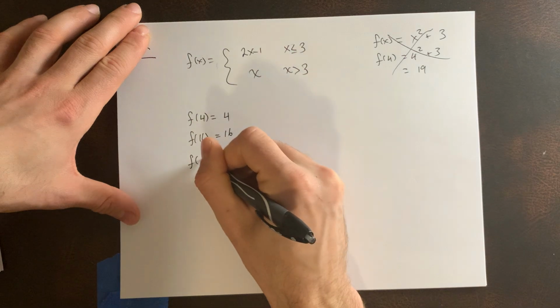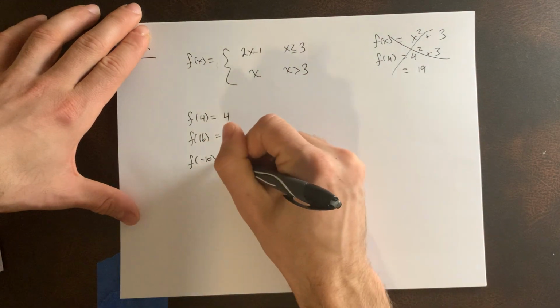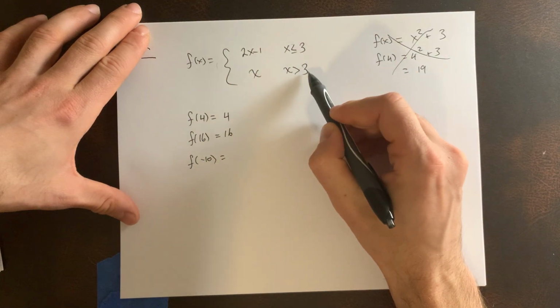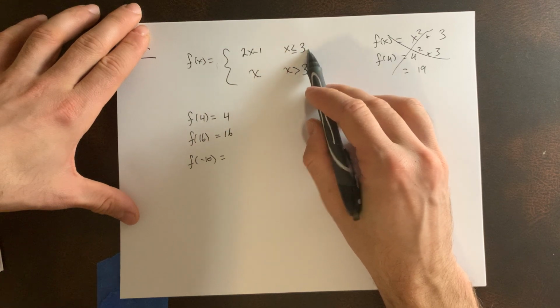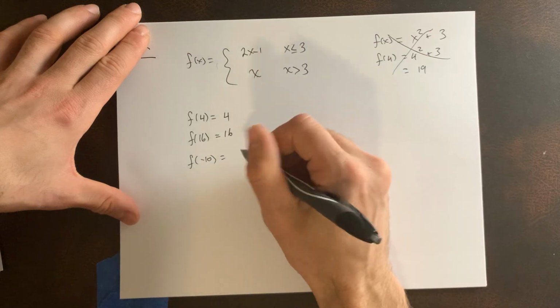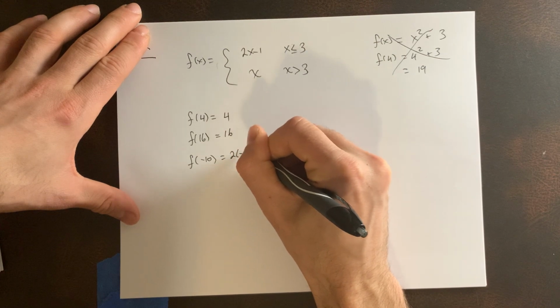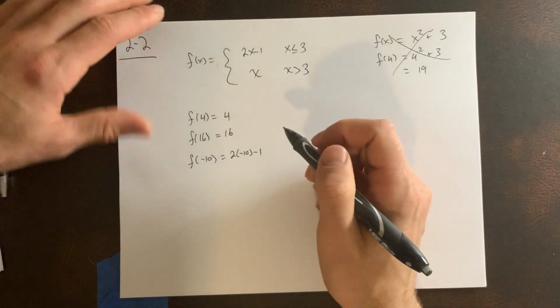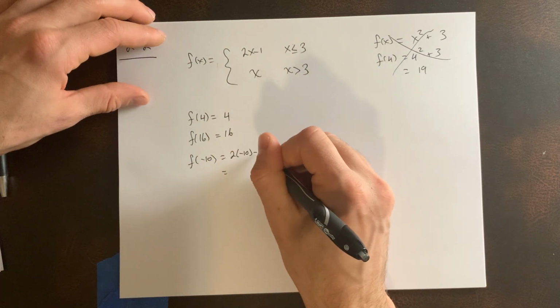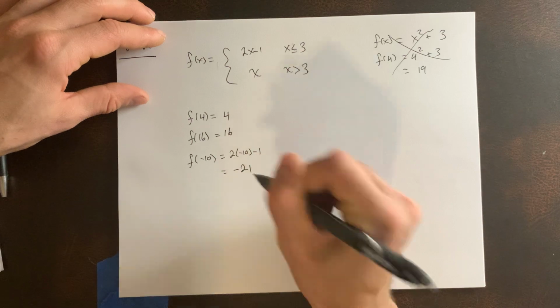Maybe f of minus 10. Minus 10 is not bigger than 3, so we're not plugging it into this equation. But minus 10 is less than or equal to 3, so we plug it into this equation. We get 2 times minus 10 minus 1. All we're doing is replacing this x with a minus 10. So this is minus 20 minus 1, which is minus 21.